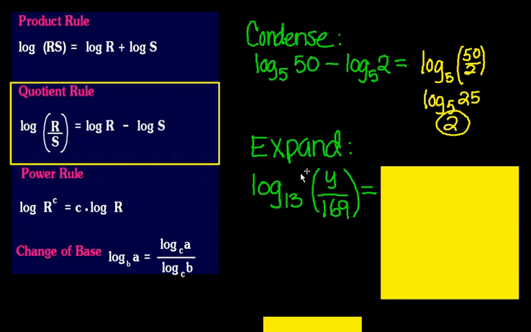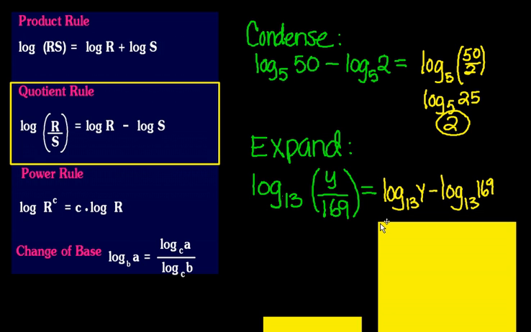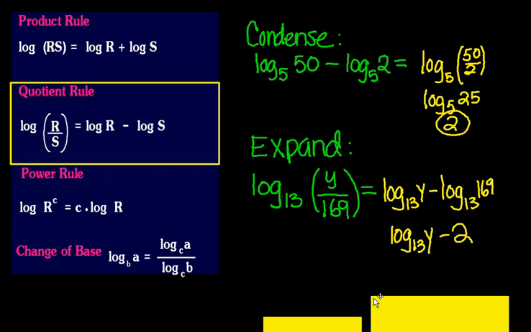Take this logarithm. Since we're dividing, I can break this up into 2 logs. Remember, keep the same base. So I'm going to break this up into 2 expressions: log base 13 of y minus log base 13 of 169. I can then further simplify this second log. 13 to what power gives me 169? Well, that's 2. That's as far as I can simplify this expression. And we expanded it, so we made it longer.